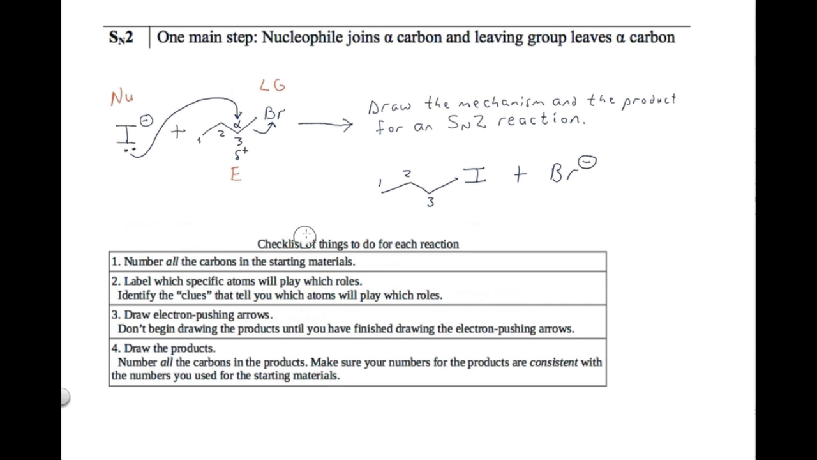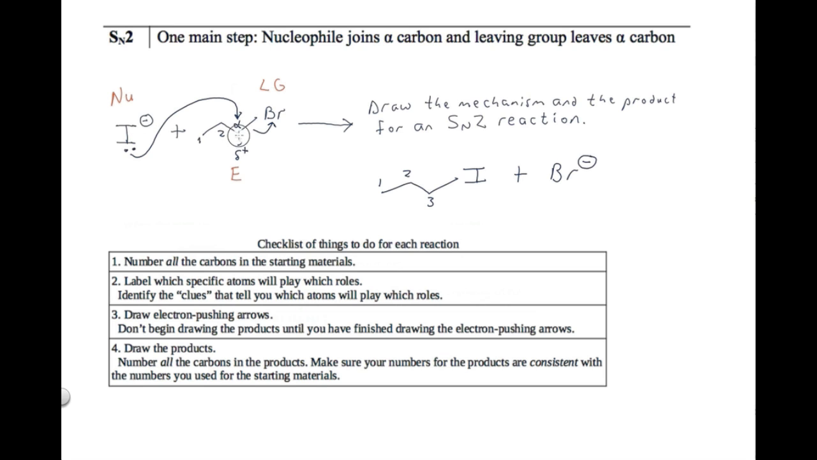Notice that we carried out all the steps in this checklist. We numbered all the carbons in the starting material. We labeled the roles played by the specific atoms and identified the clues that helped us to identify those roles. The clue that the iodide will be the nucleophile is the negative charge on the iodide.